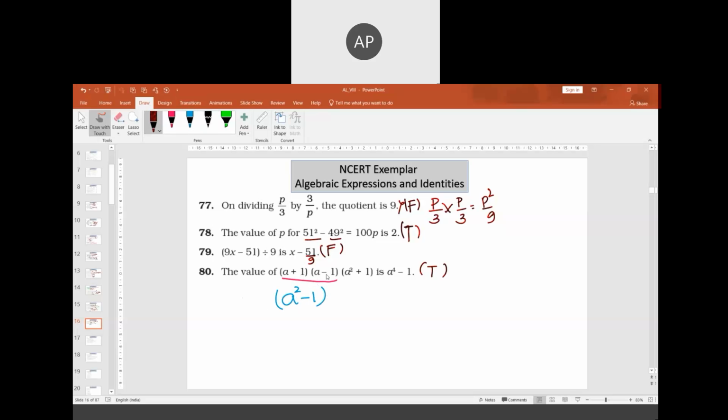What is remaining in this right here? A square plus 1. Now if you use the identity, it is A square whole square minus 1 square, which is A to the power 4 minus 1. Sir, is minus into minus plus? Plus 1 should come, no, sir? Minus 1 whole square. Minus into plus is minus, sir.